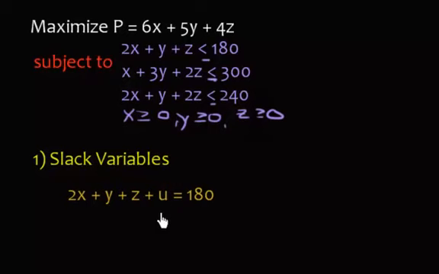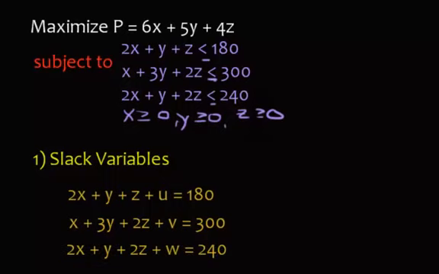Alright, so there's our first one. Let's take a look at the second one. So I have my x plus 3y plus 2z plus v. So here's my second slack variable, v. And then I have one more inequality, which is 2x plus y plus 2z now plus w for my additional slack variable. So now we have three slack variables, u, v, and w. Okay, so I have my slack variables.